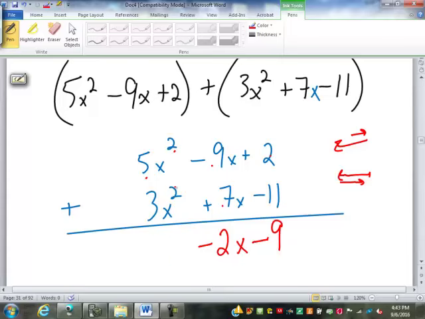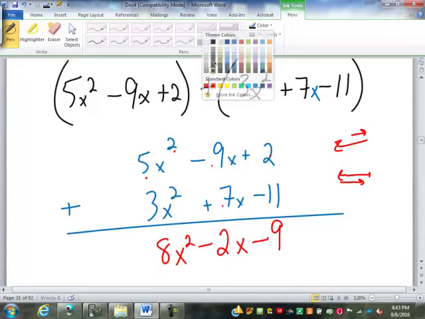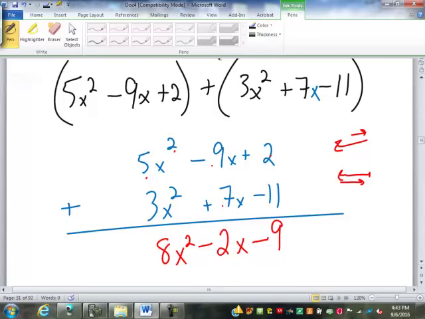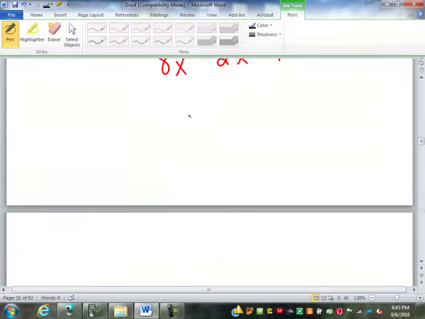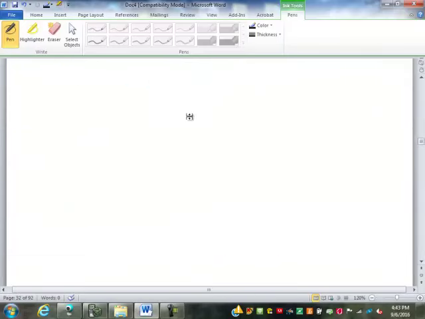5x squared plus 3x squared is just 8x squared. So when we add, it isn't terrible. We just got to be aware of the negatives. Where the negatives really mess us up is when we go to subtract.